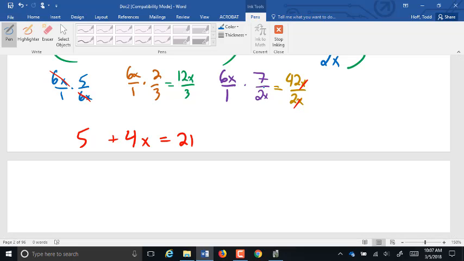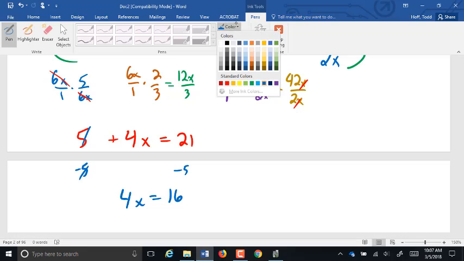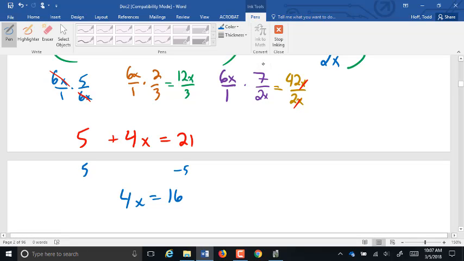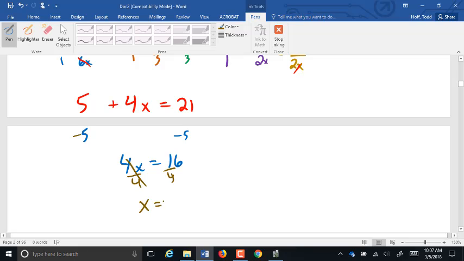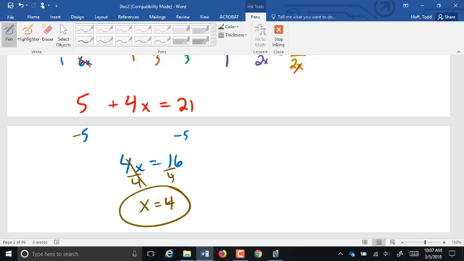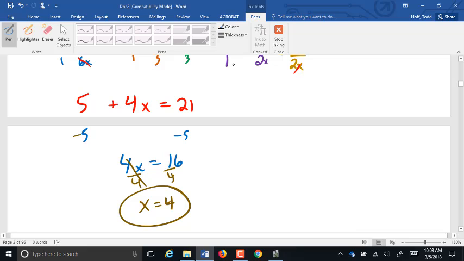What do we do with it? We subtract 5. So 4x equals 16, and then divide by 4. X equals 4. Now again, I won't be quite that mean to you on our test or quiz, but be aware as you move up to the next math course, you might run into stuff like that.